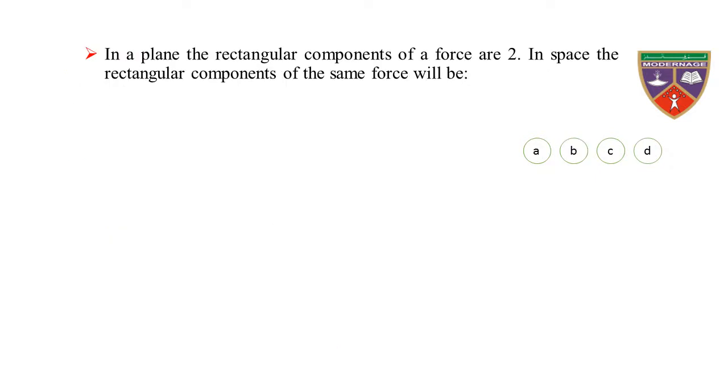In a plane, the rectangular components of a force are two. In space, the rectangular components of the same force will be option A 2, option B 3, option C 4, option D 5. The key is 3. Therefore, the correct option is B.